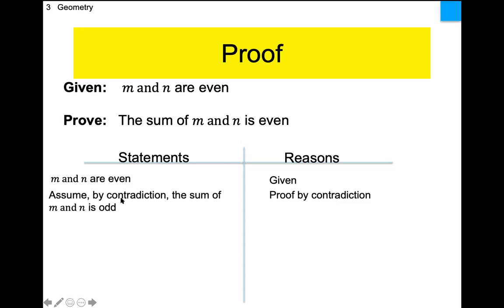So remember, in proof by contradiction, you temporarily assume that what you're trying to prove is false. You negate it. This works really well when there's only a binary choice. Binary means there's only two choices. The dollar is either in my left pocket or my right pocket. The sum of m and n is either even or odd. There's no other choice. All right, so that's my temporary assumption.